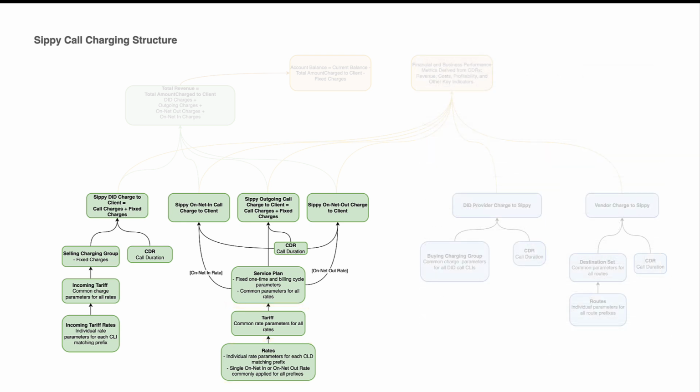It is important to understand the following distinction between the incoming tariff and the tariff. The tariff in a service plan is used to charge clients for routing their outgoing calls to vendors based on the CLD, meaning clients are charged according to the destination of their outgoing calls. In contrast, the charge to the owner of a DID number for an incoming call is determined by the incoming tariff rate in the selling charging group, using the caller's CLI rather than the call's destination number.